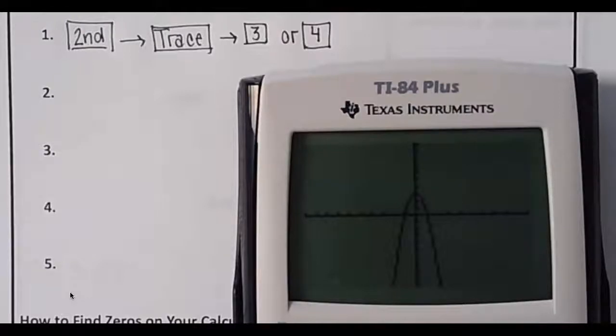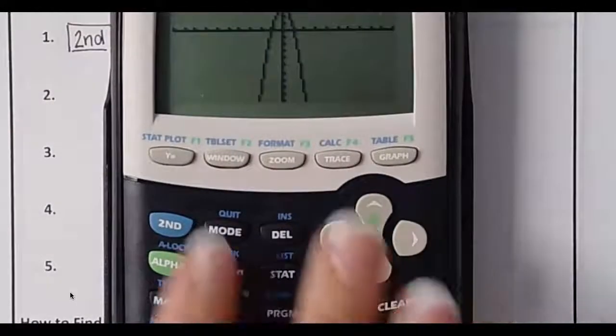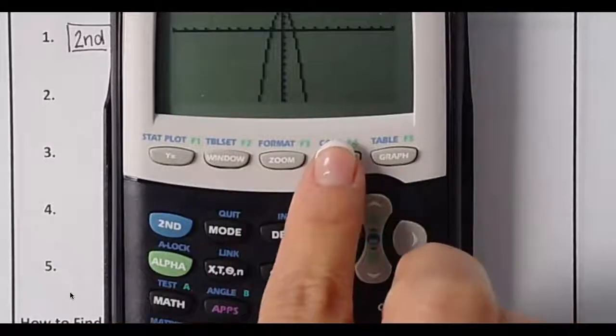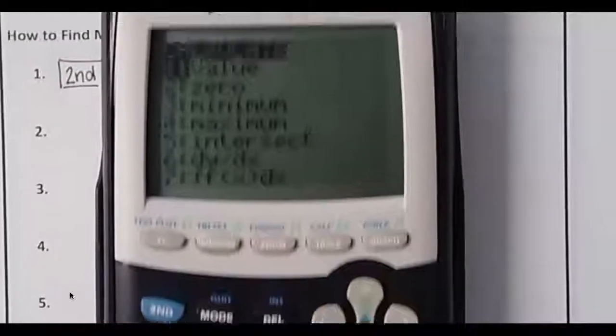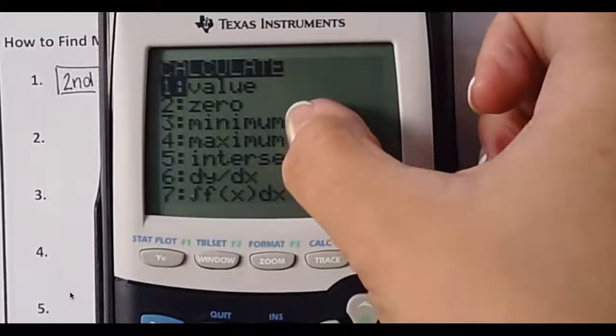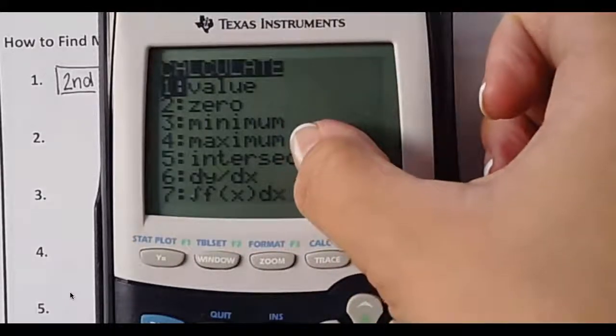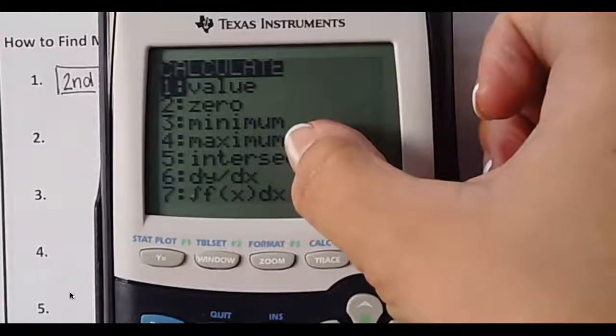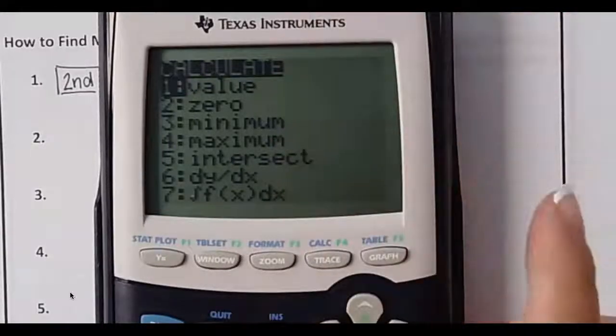Depending on if you're finding a maximum or a minimum, you're going to hit 3 or 4. So first thing you're going to do, you're going to hit second, then trace. And then on the list, if you're looking for a minimum, you're going to hit 3. If you're looking for a maximum, you're going to hit 4. What are we looking for here? A maximum, so I'm going to hit 4.